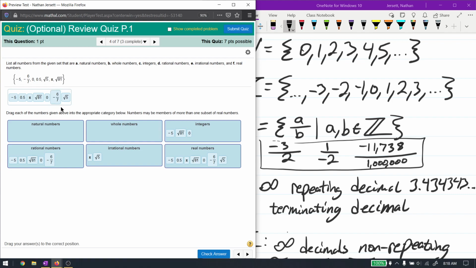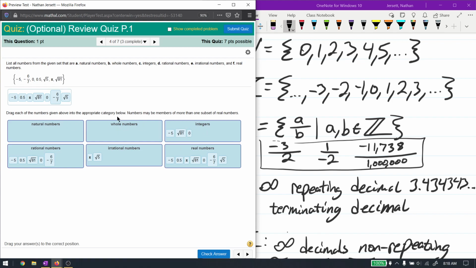6 over 7 is going to be something like, I'm not sure, 0.8 something, I guess, 0.8333, something like that. And square root of 5 is definitely not a whole number. It's got a decimal point in it.